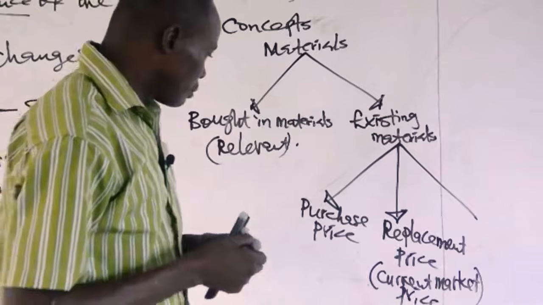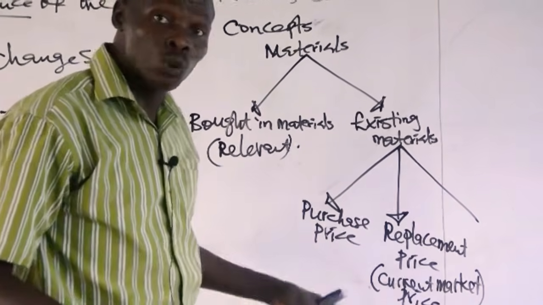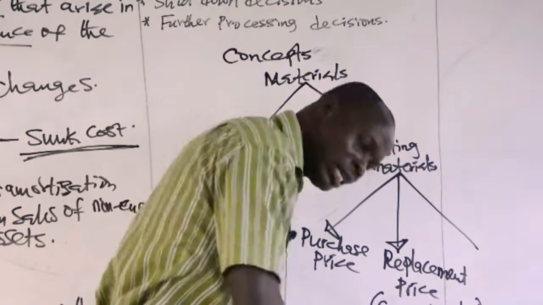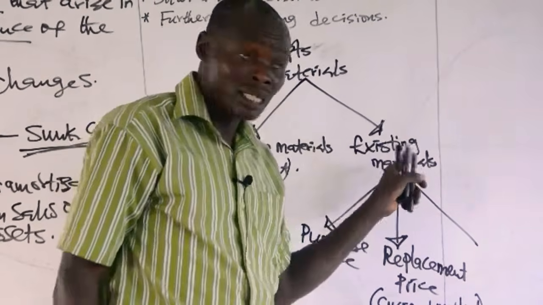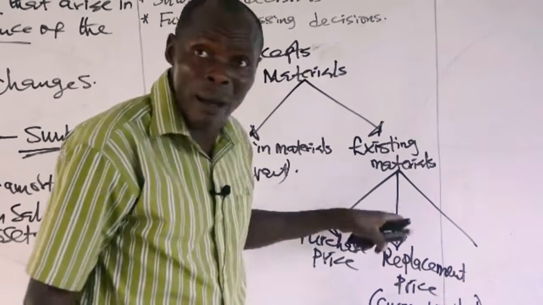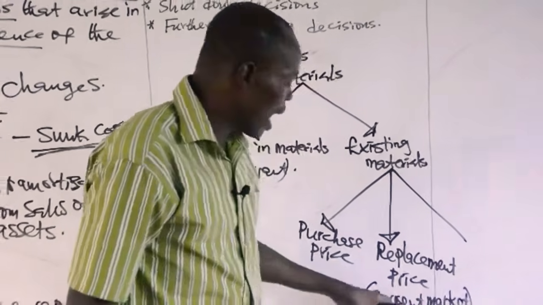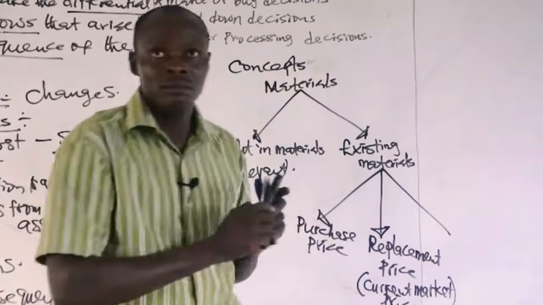By replacement price, we mean the price at which the materials can be bought currently. Remember, these materials have been bought sometime in the past. If you want to buy such materials or materials of that type now, how much will it be bought? That is what we mean by the replacement price.